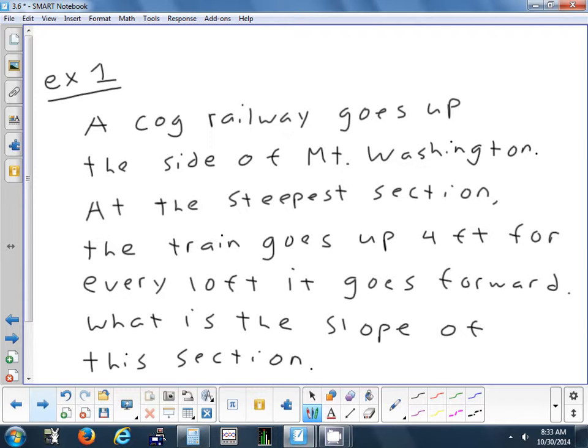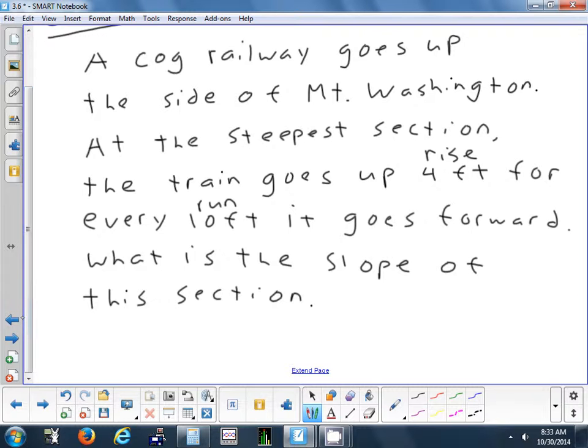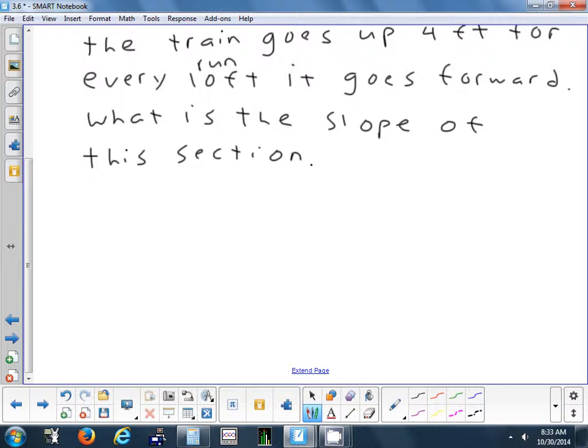Okay, so what is the 4 feet in terms of the words we've been using to describe slope? It says it goes up 4 feet. Brian? This is your rise. And then it says it goes forward 10 feet. That's my run. Okay, so we've got rise, we've got run. All we have to do is divide them.